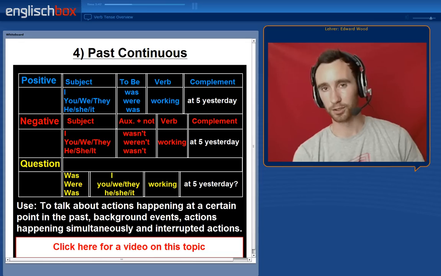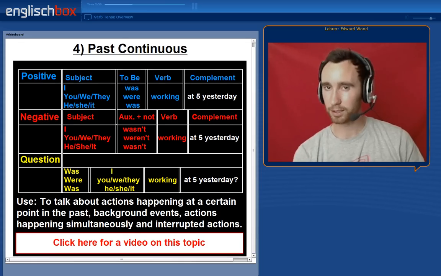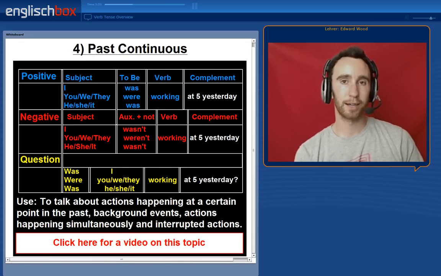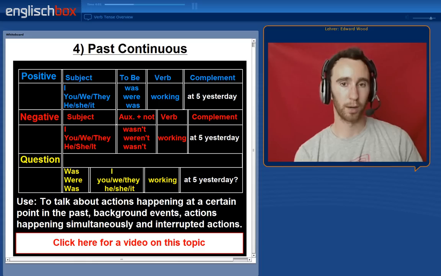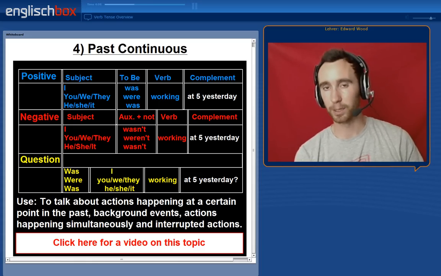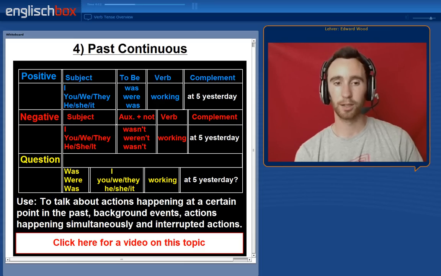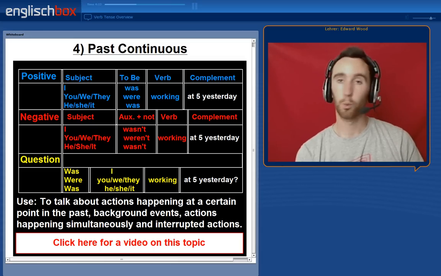The past continuous. The past continuous, again, has a similar structure to the present continuous, but instead of using am, is, or are, we use was and were in the auxiliary. For example, I was working at 5 yesterday. Negative, we make the auxiliary negative, the verb to be. I wasn't working at 5 yesterday. And in a question, we have to invert the subject and the auxiliary verb. So the auxiliary verb comes first. Was I working at 5 yesterday? Or were you working at 5 yesterday, for example?